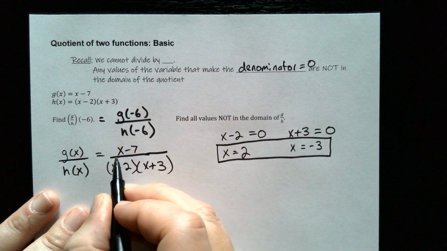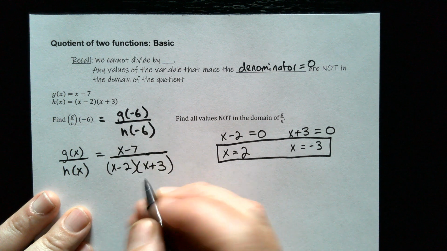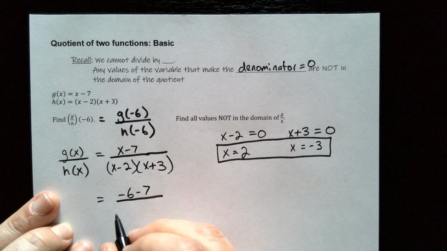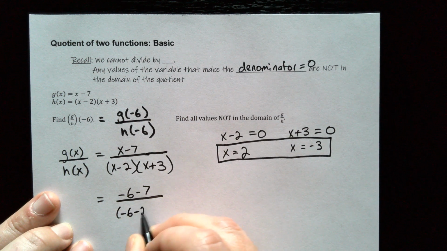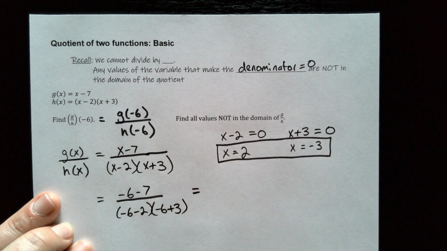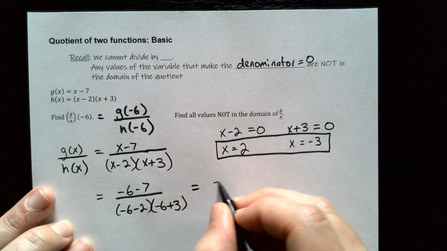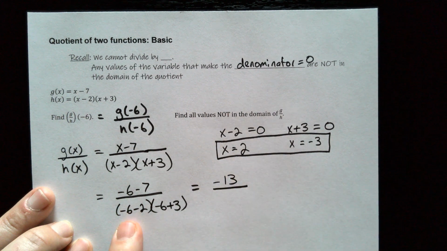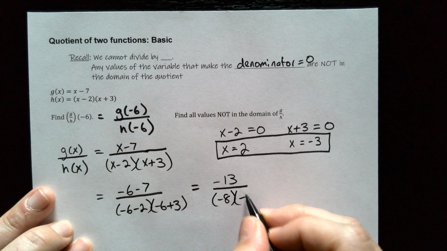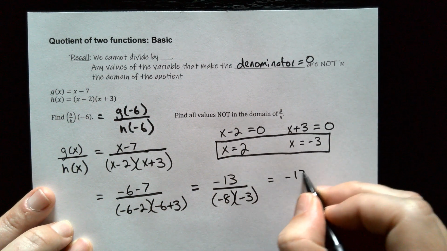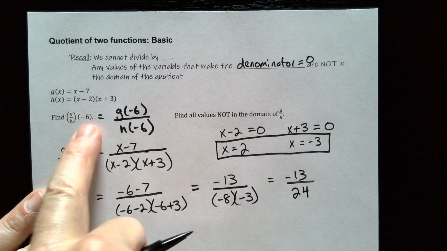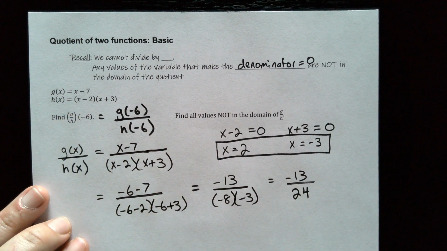So I'm just going to plug in a -6 everywhere I see an x in this function. So it would be -6 minus 7 divided by -6 minus 2 times -6 plus 3. Okay, and that will be -13 on top. And then on bottom, let's see, what is this? -8. And then a -3. Okay, so that's -13 over 24. So the value of g divided by h of -6 is 13 over 24.